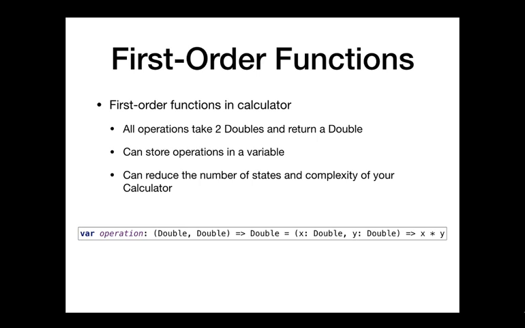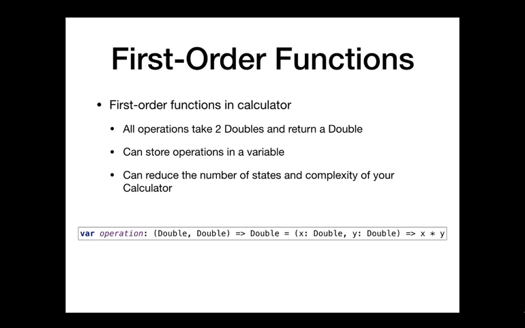But with first order functions and with function variables of function types, you can do something like this and store that operator that should be used for the next evaluation in a variable, and then say, hey variable, whatever operator you're currently storing, evaluate it.